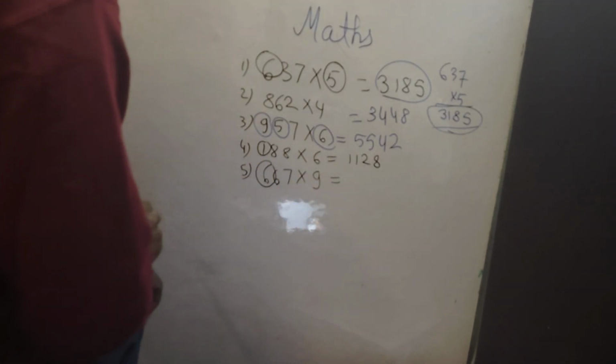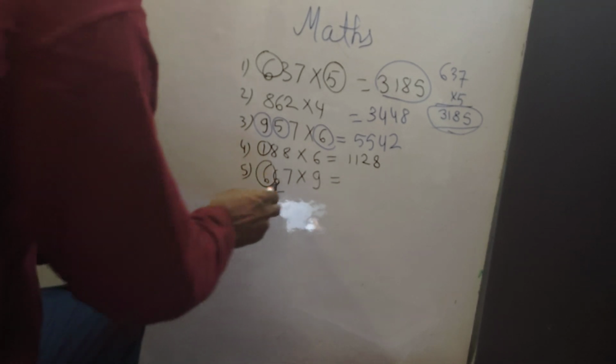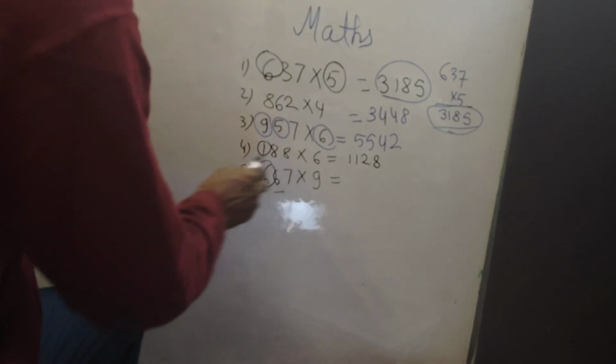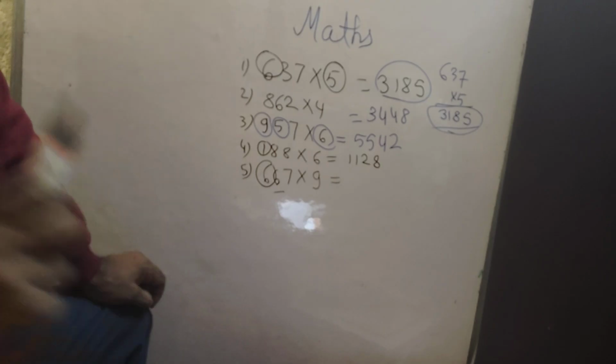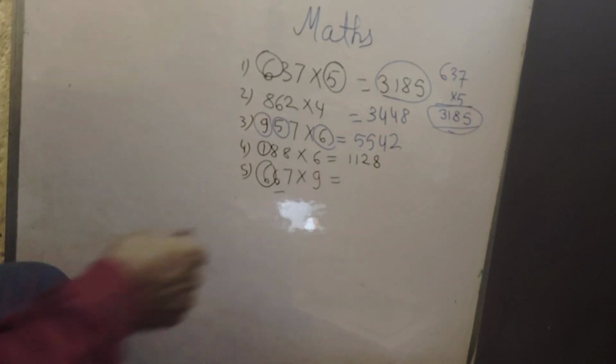Similarly, 600, its place value of 6. So 600 into 9, 6 times 9 is 54. So 5400. The second 6, its place value is 60, 6 times 9 is 54. So 540. 540 plus 5400 is 5940. 5940 plus 63, 7 times 9 is 63. Its answer is 6003.